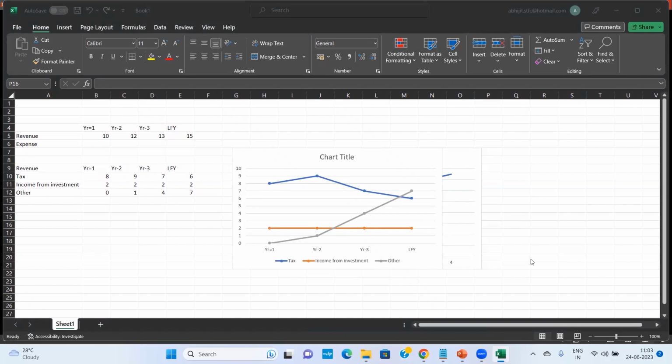Now, tell me one thing. Suppose you are doing the sovereign rating of a country and you see this kind of scenario. Is it a good scenario? It's absolutely a bad scenario, right? Your revenue, most of which is supposed to come from tax, is significantly coming down.